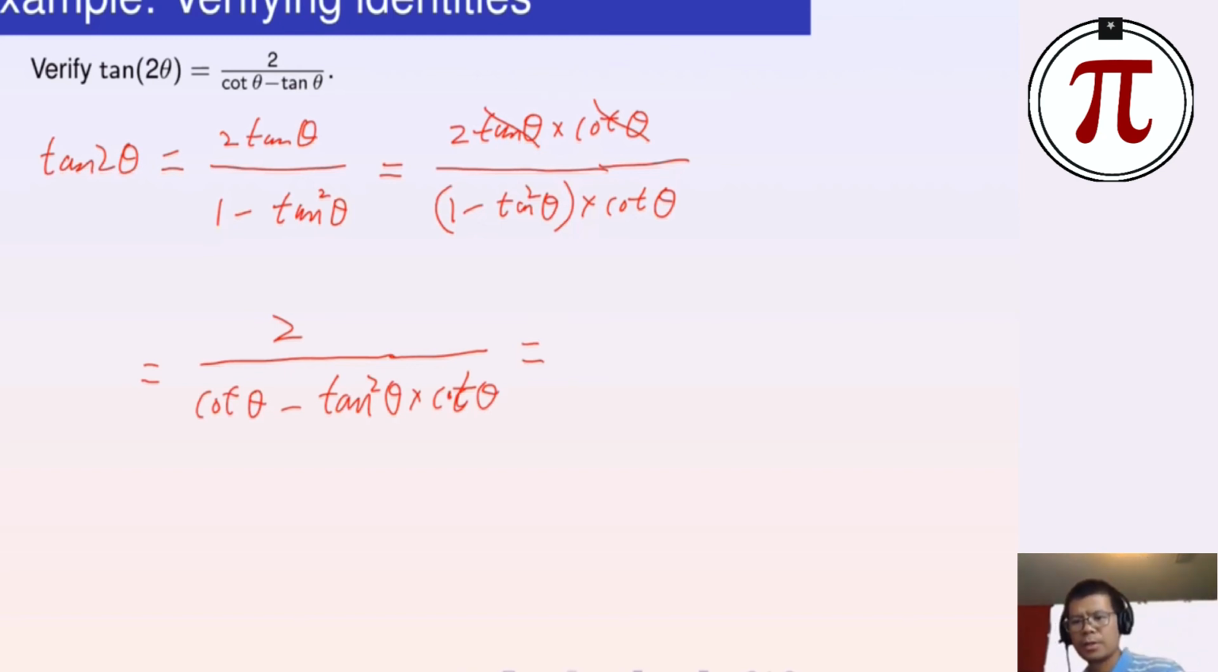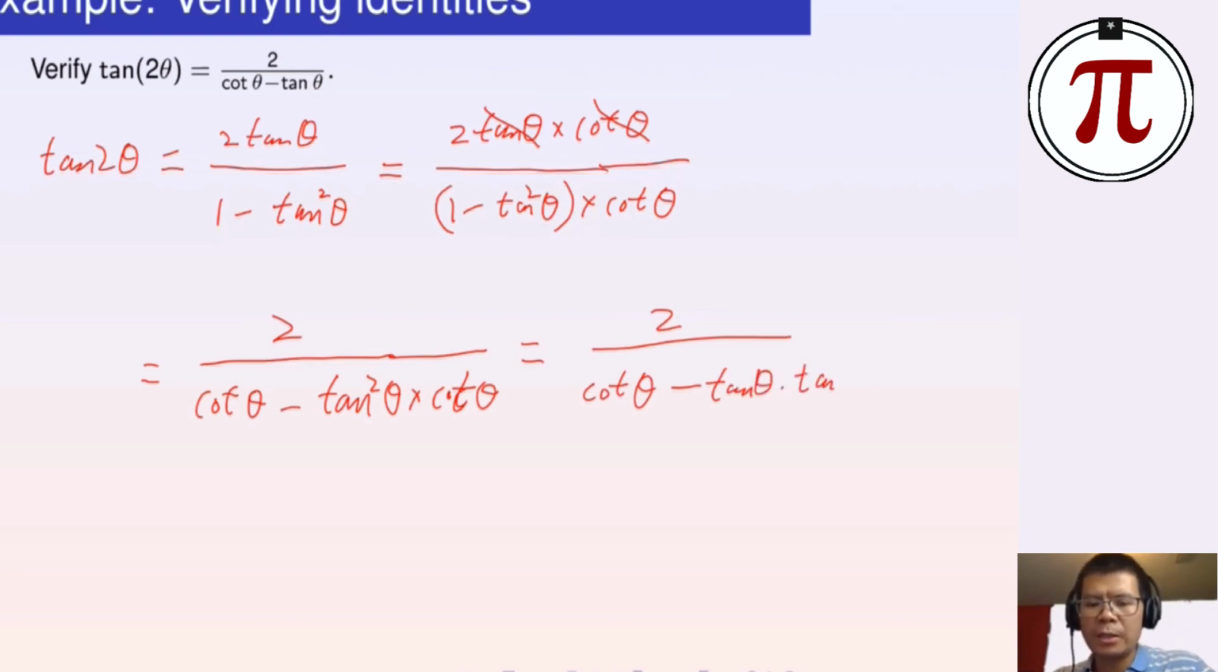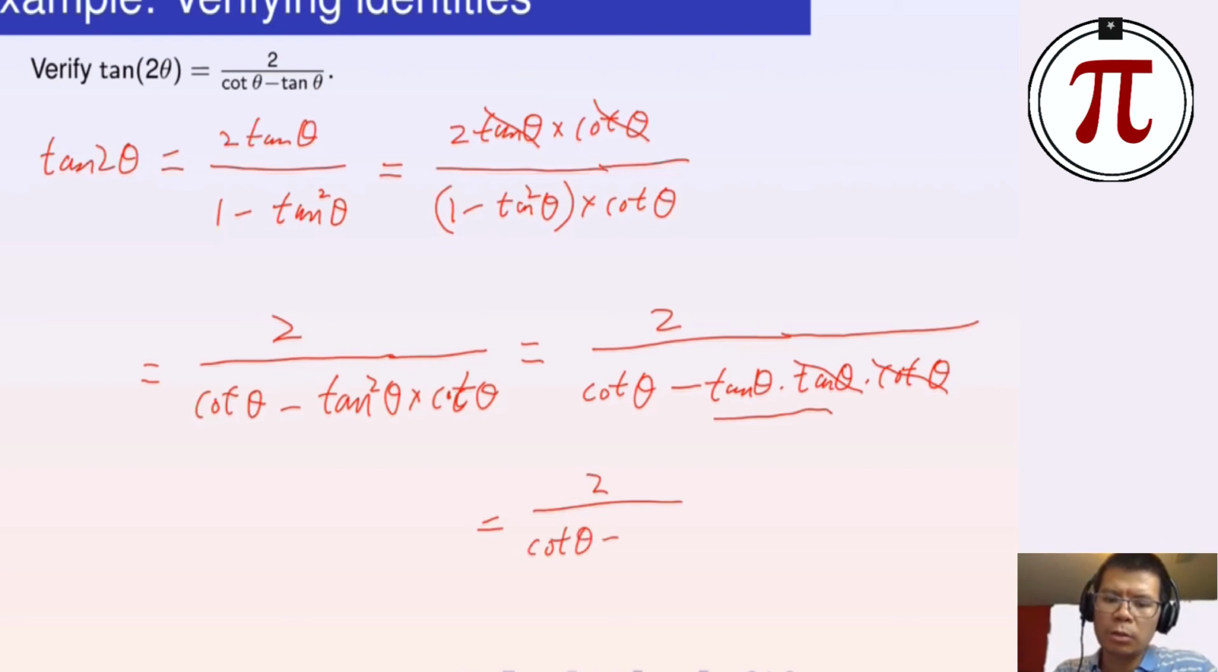Now then we have 2 over cotangent theta minus. Now tangent squared can be written as tangent theta times tangent theta, and then times cotangent theta. Yes, that's tangent squared theta. Therefore tangent theta and cotangent theta cancel out. So this equals 2 over cotangent theta minus tangent theta. So tangent 2 theta equals 2 over cotangent theta minus tangent theta.